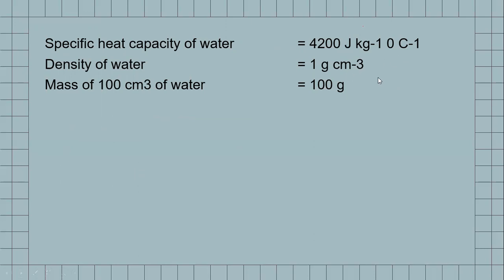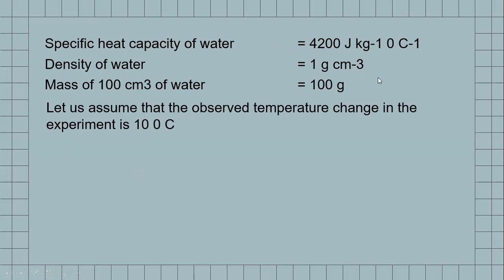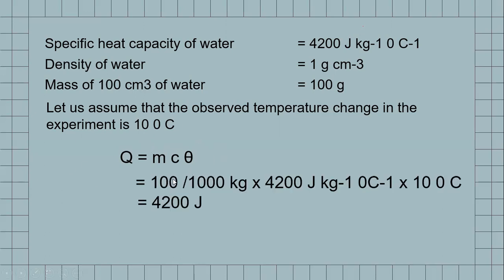We multiply it by 100. And then let's assume that the observed temperature change in the experiment is 10 degrees Celsius. If it is, apply that in this formula, Q equals mc theta. And you can see to convert this 100 grams into kilograms, we have divided it by 1000. And this is the heat capacity, and this is the temperature change. When we multiply all these, you can get the answer 4,200 joules.